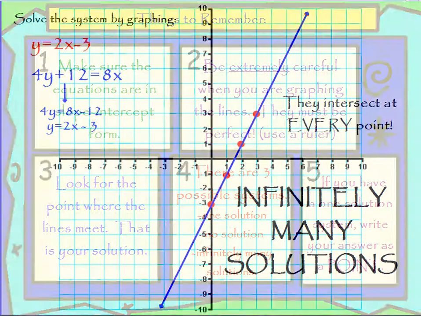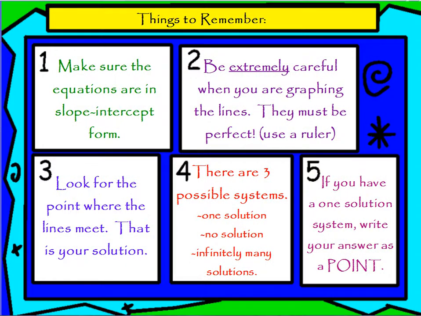All right, let's kind of wrap this up and bring it together. First of all, to solve a system by graphing, make sure your equations are in slope-intercept form. I'm going to recommend that. That's not required, but I'm going to recommend that because that's the most accurate way to graph. Be extremely careful when you're graphing the lines. They must absolutely be perfect. So make sure to use a ruler and repeat your slope pattern over and over again. Look for the point or points where the two lines meet. That is your solution.